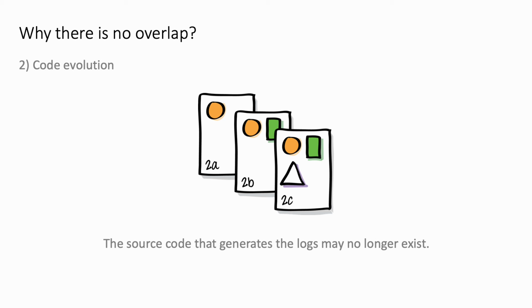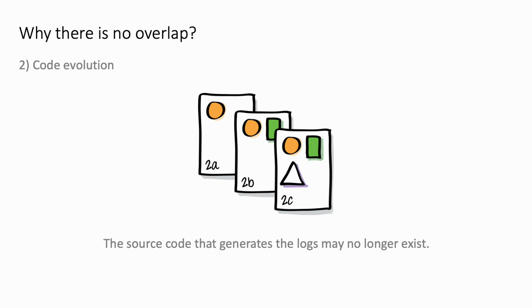The second reason why there is no overlaps is because of the code evolution. We find that sometimes the source code that generates the log no longer exists. In other words, the log that the reporter provided are from an older version of the system. The logging statements or the source code class might have been removed during evolution.